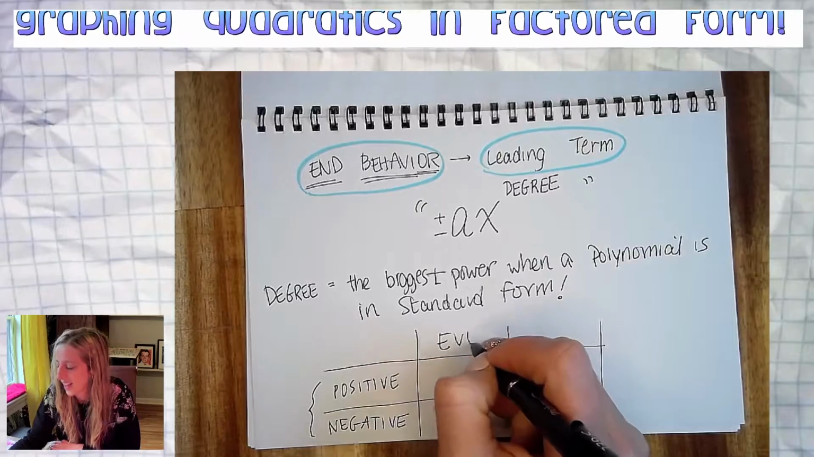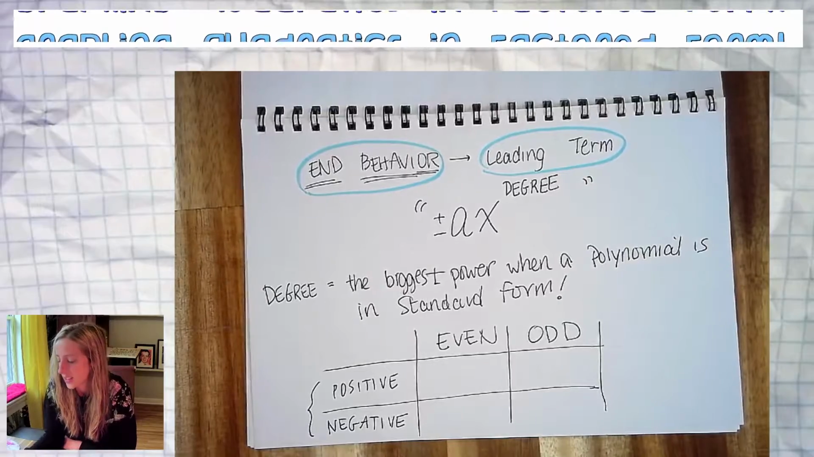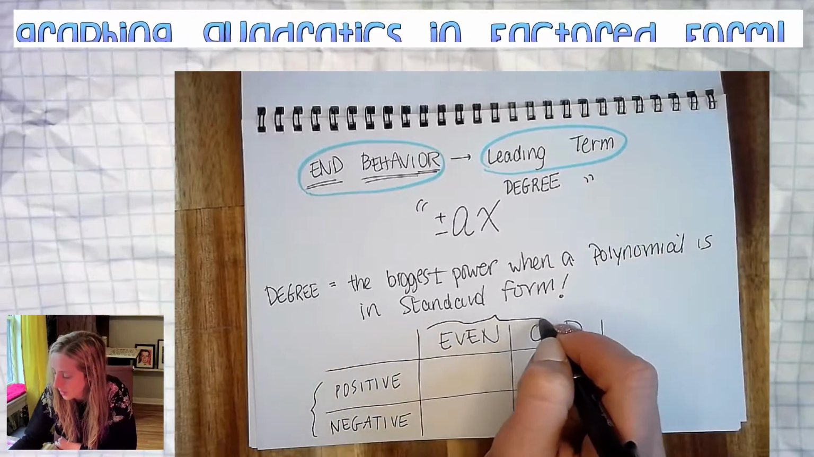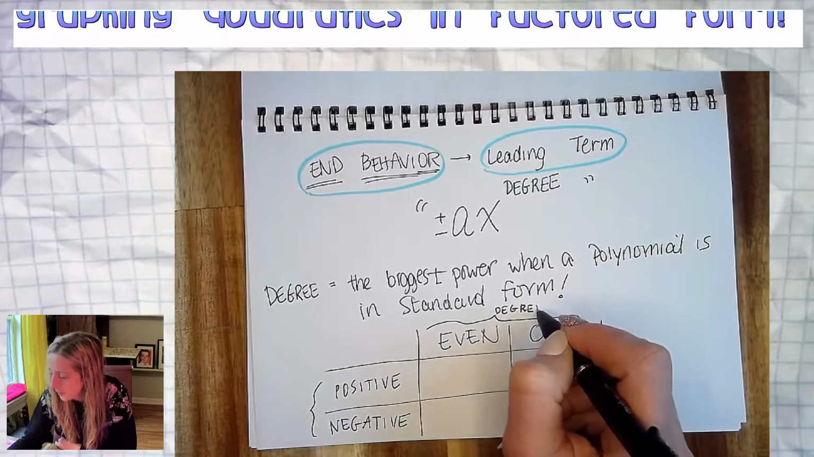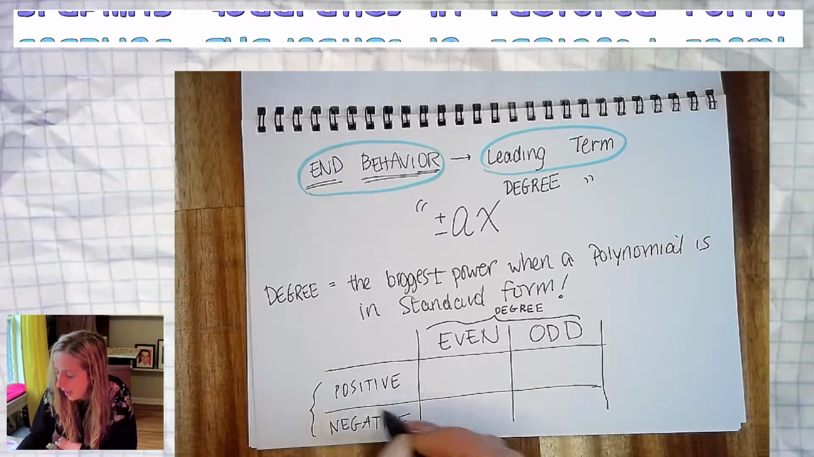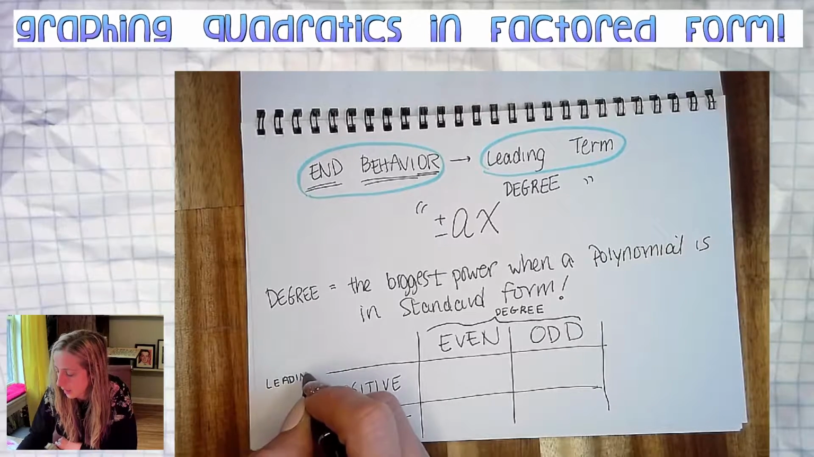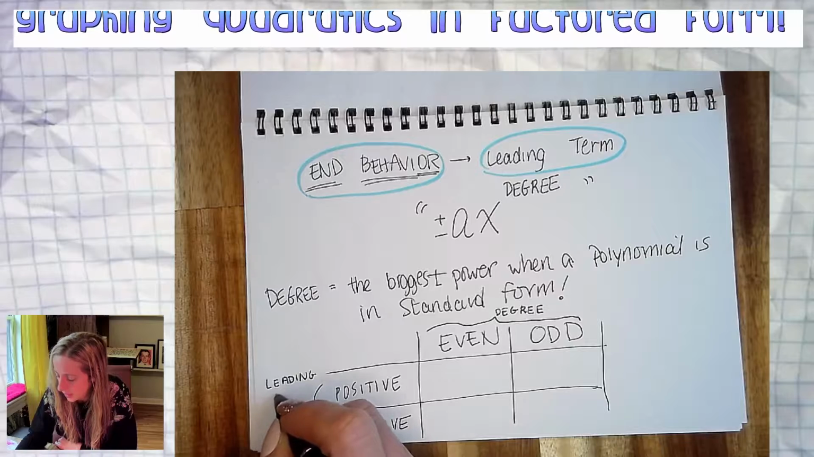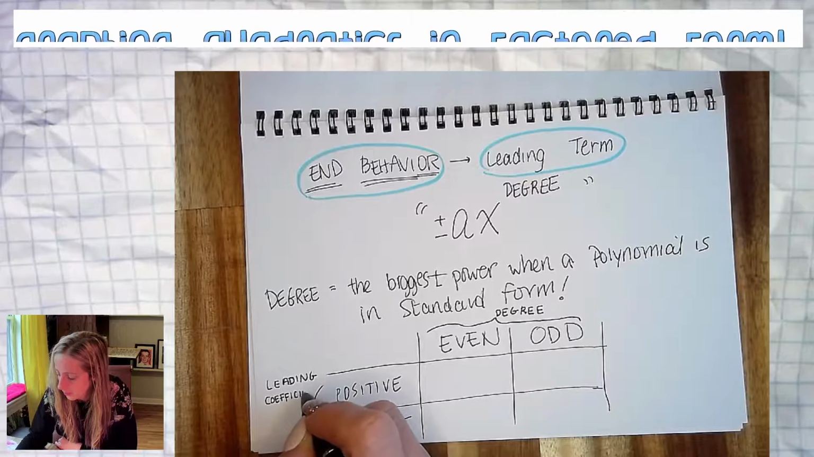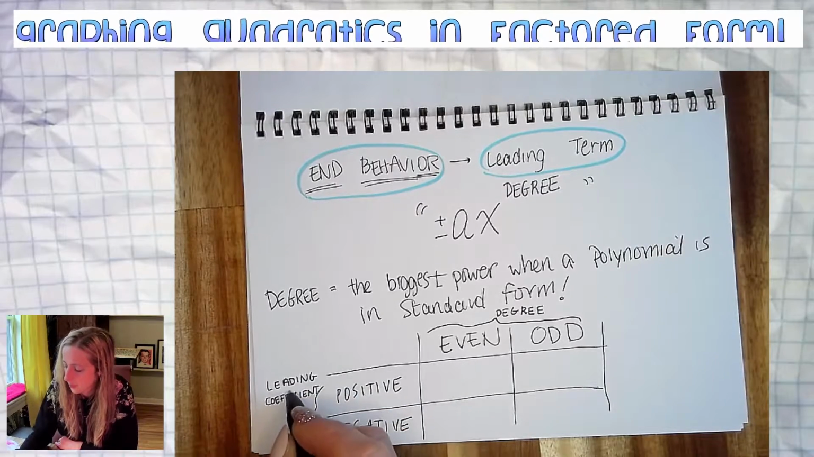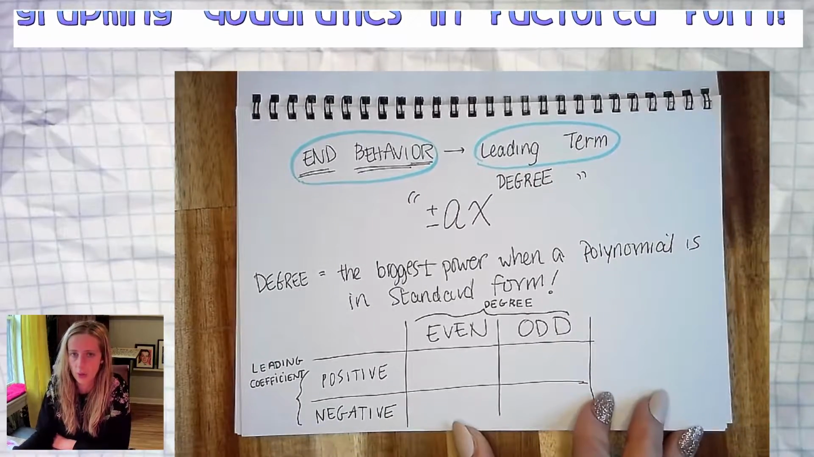Right. Everyone does that. I do the same thing sometimes when I'm talking. I feel like those words jumble up. So is the degree even or odd? I'm doing these little curly brackets so I can say what I'm referring to so you don't get mixed up. Degree, even or odd, and then leading coefficient. So the leading coefficient, is it positive or negative? And the degree, is it even or odd?